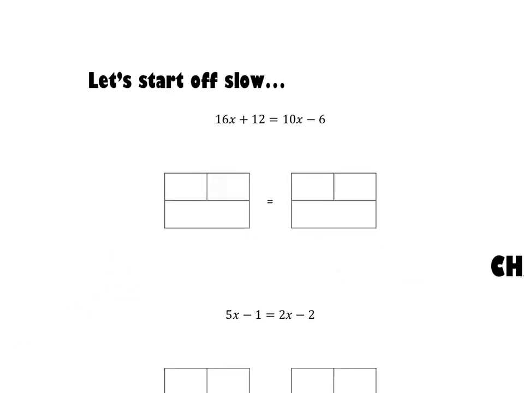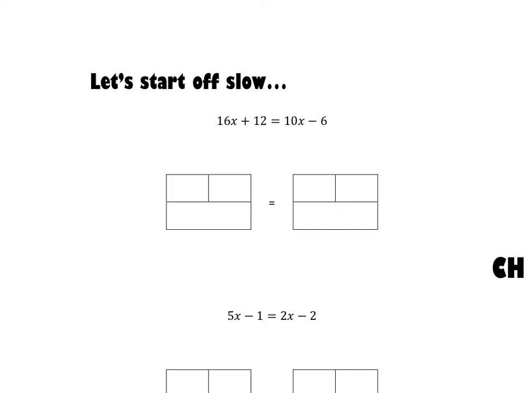This is called a training wheels example because I've done a lot of it for you. I've done the distribution. I've even drawn your boxes. We just have to do the drag and drop step. So first things first, we draw our line down the center. Distribution is already done. My boxes are already drawn.